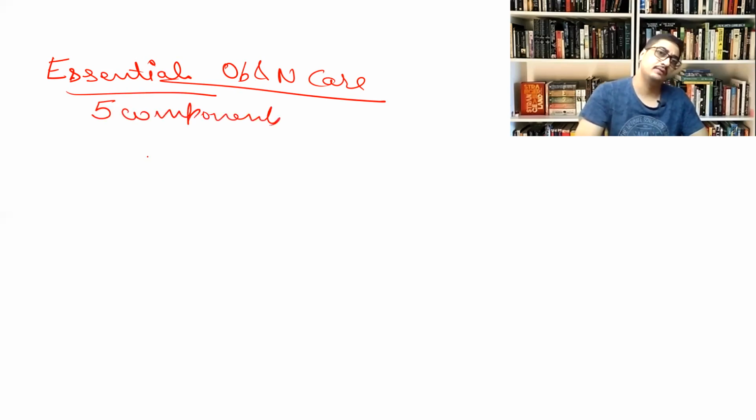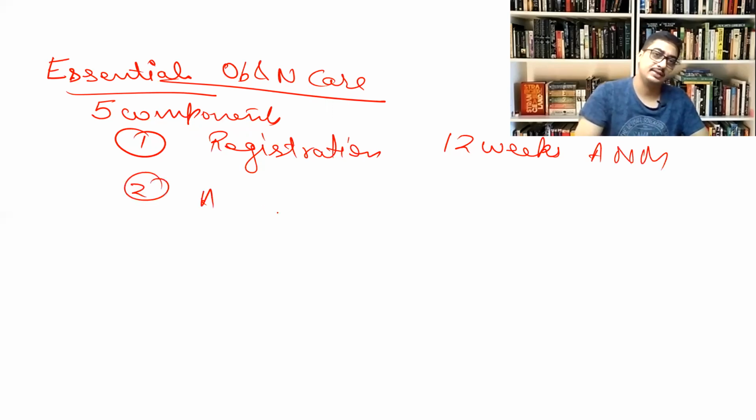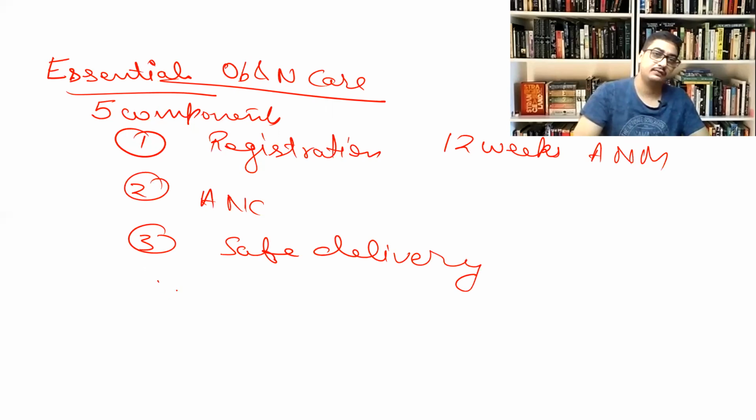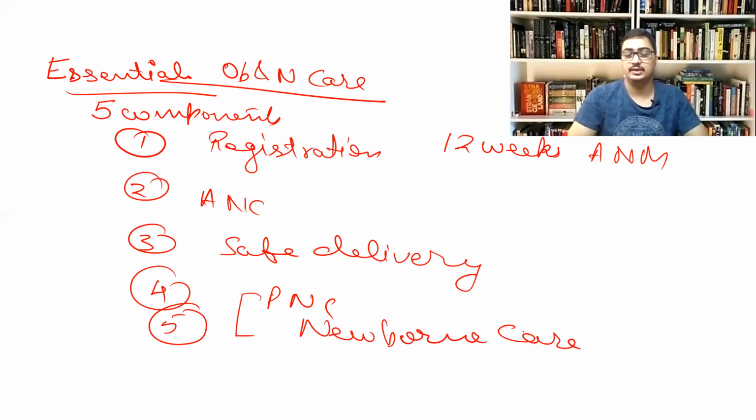First thing would be registration, the registration of the pregnancy. If a female gets pregnant, she should be registered within 12 weeks, and the duty is of the auxiliary nurse midwife, the ANM. Then we will have to provide ANC care, antenatal care. Then we have to provide safe delivery. Along these lines only we will be discussing safe delivery. After a delivery, we have to provide postnatal care, and finally, along with postnatal care, we would have to provide newborn care also. So this is essential obstetric and newborn care that we have to provide.